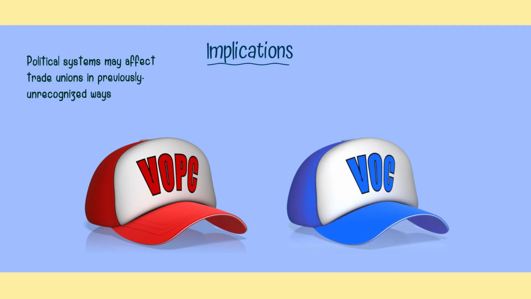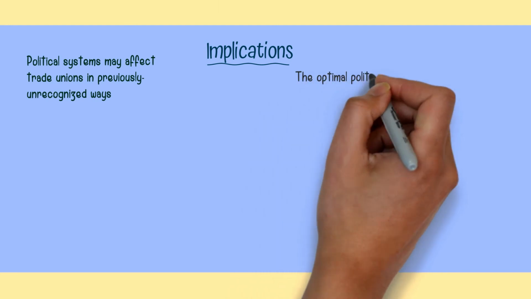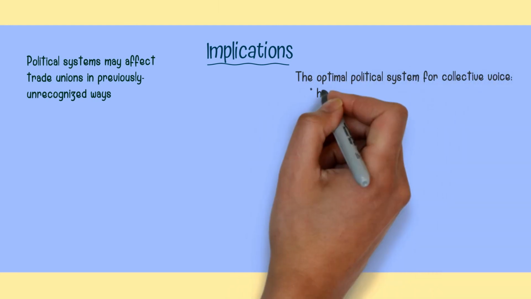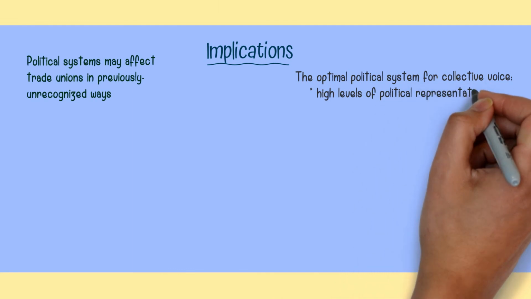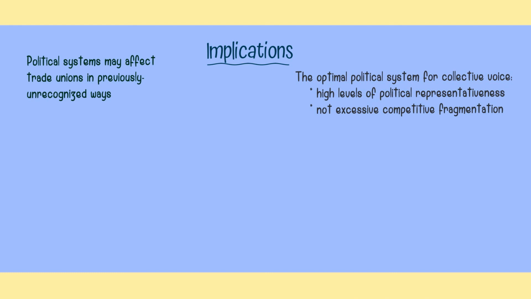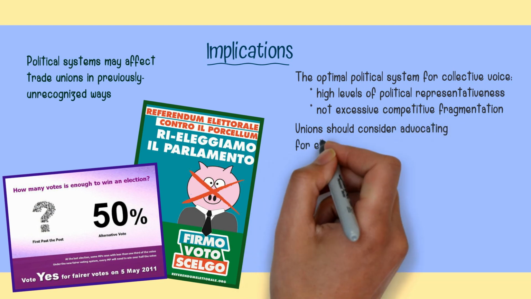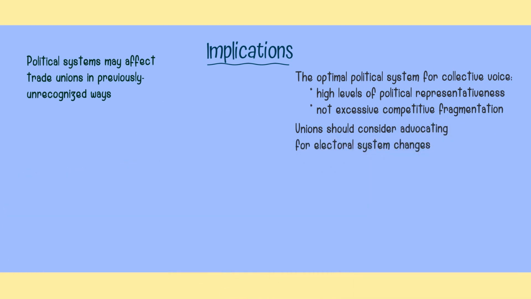Indeed, maybe it's time we considered a varieties of political capitalism approach to go along with the extensively researched varieties of economic capitalism framework. Second, the optimal political system for collective worker voice and representation appears to be one that achieves high levels of political representativeness while avoiding excessive competitive fragmentation. Although high-level electoral reforms are rare, maybe labor movements should consider broadening their legislative agenda to include electoral system reform.